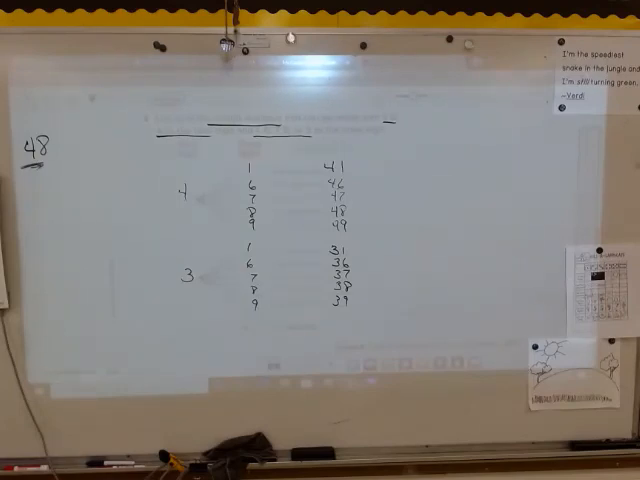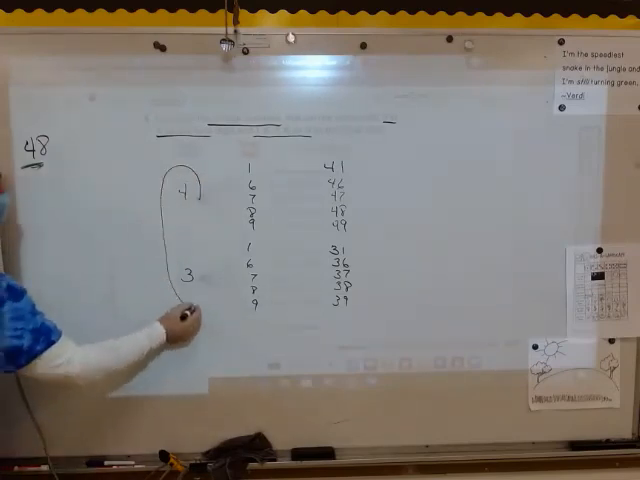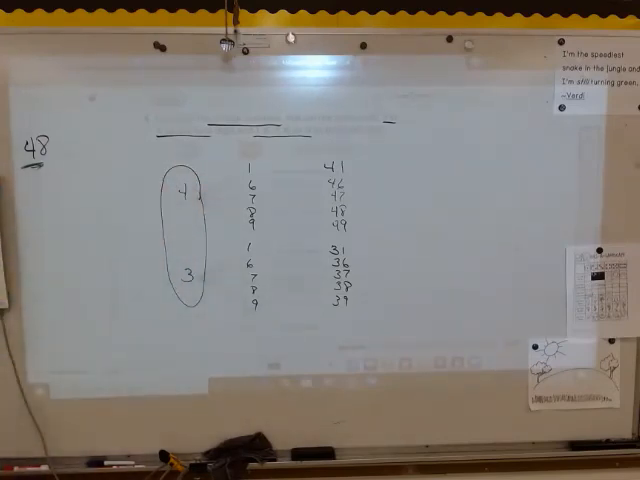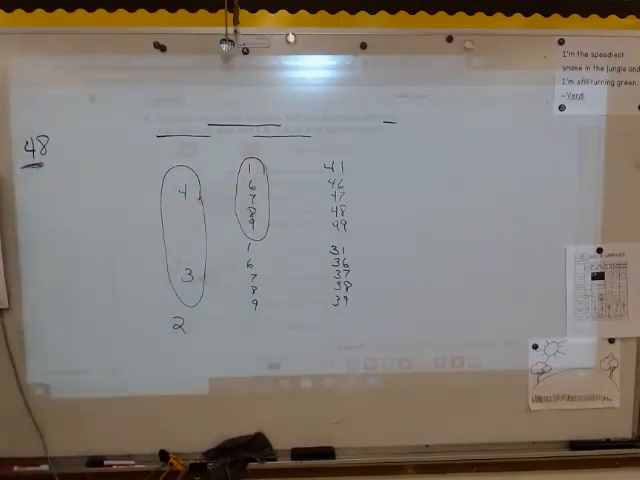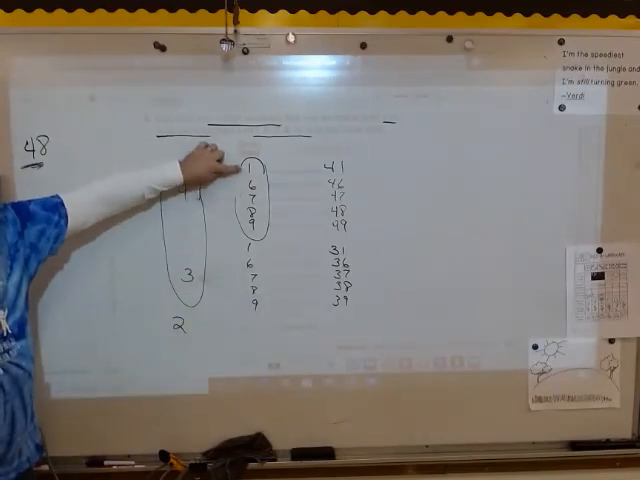If I wanted to know how many total numbers that I could end up with, I could do a multiplication problem. I could multiply how many numbers I have that could be tens. How many is that? Two. There's two of those. And how many different numbers are there that I could put in the ones place? How many go in the ones place? Count them for me.